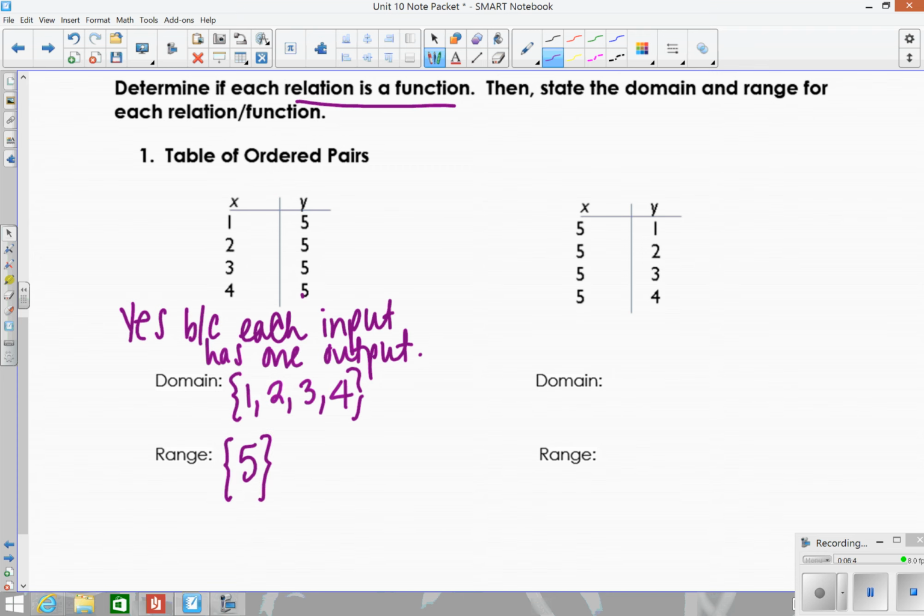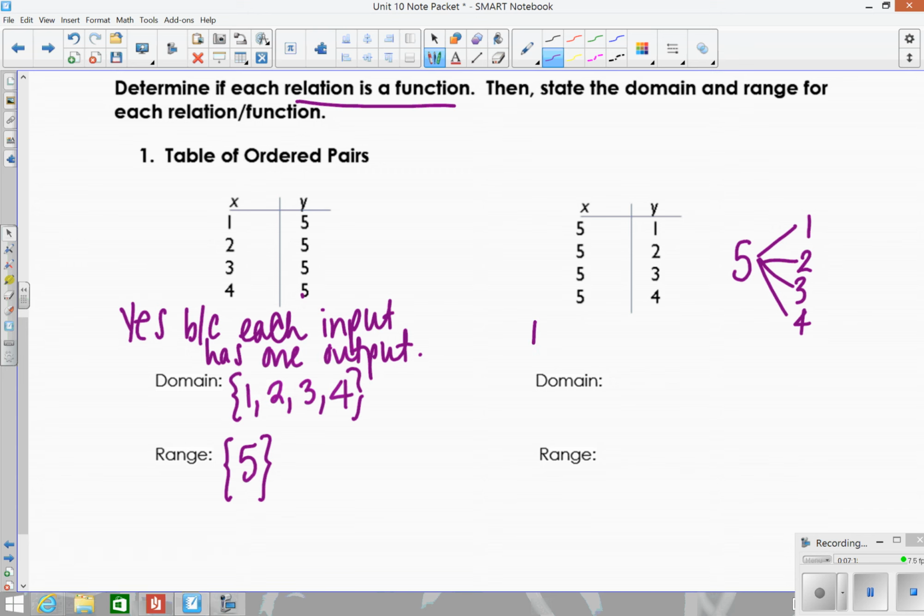So looking at this example, now basically what I have is 5 is going to 1, 5 is going to 2, 5 is going to 3, 5 is going to 4. So this is basically the same thing as if I were to write this as a mapping. 5 is going to all 4 of these. So this input has multiple outputs, which means this cannot be a function. So even though it's listed multiple times, it's the same thing as saying when x equals 5, there's 4 different possible y values, so that's why it's not a function.